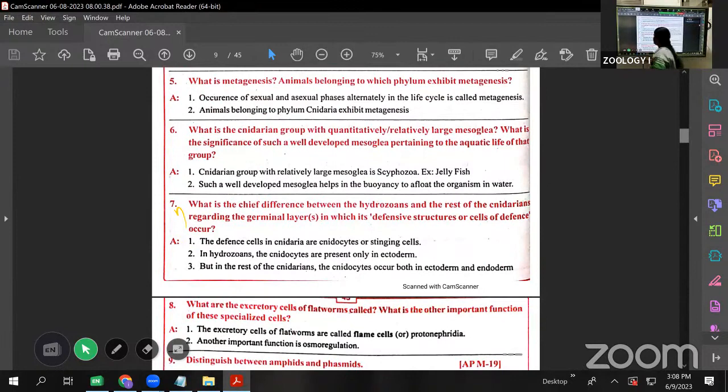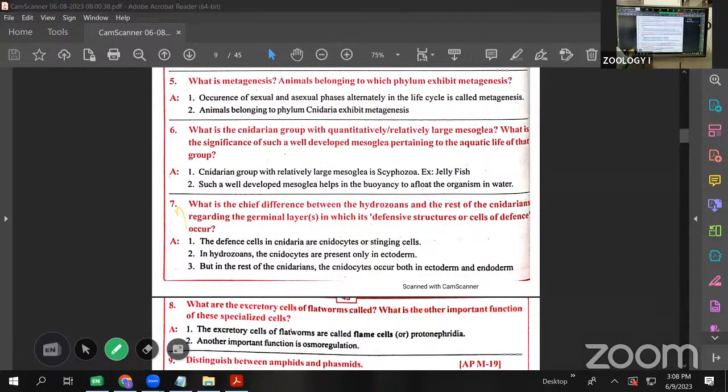Metagenesis is also important. What is metagenesis? The alternation of the polypoid form and the medusa form we call metagenesis. Occurrence of sexual and asexual phases alternately in the life cycle is called metagenesis. The polypoid form undergoes asexual reproduction to form the medusoid form. The medusoid form undergoes sexual reproduction to form the polypoid form. Alternate generations occur.